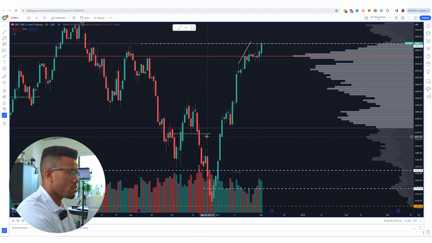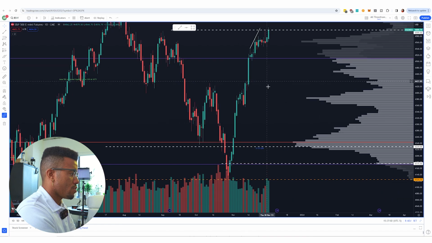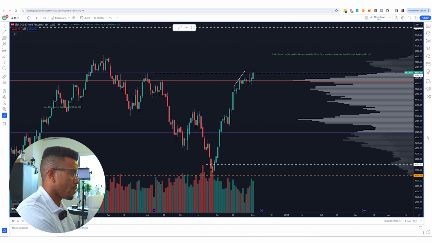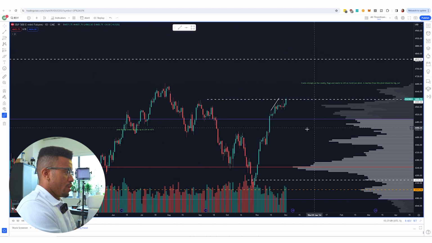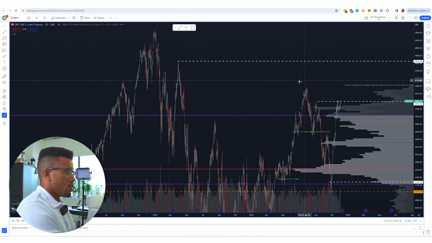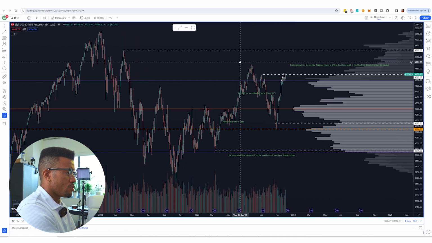In general, I try to keep my charts as clean as possible. This is pretty messy, which is why I do this once a week. Come in here and I just start to remove things that aren't necessary. So I have all these different LVN, low value nodes that I had marked up. But in general, on the daily, I want to get into our last pivot to do this analysis.